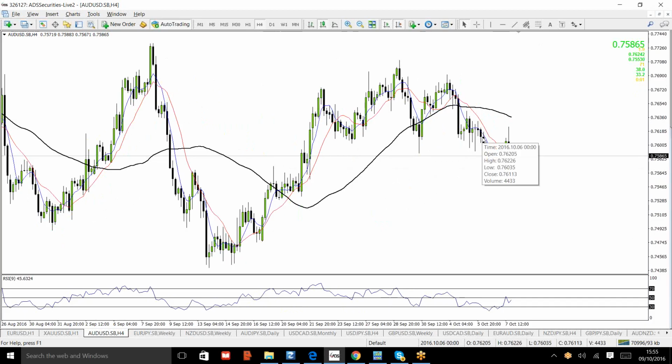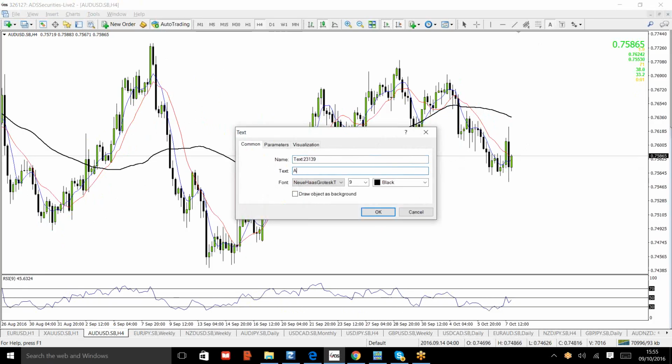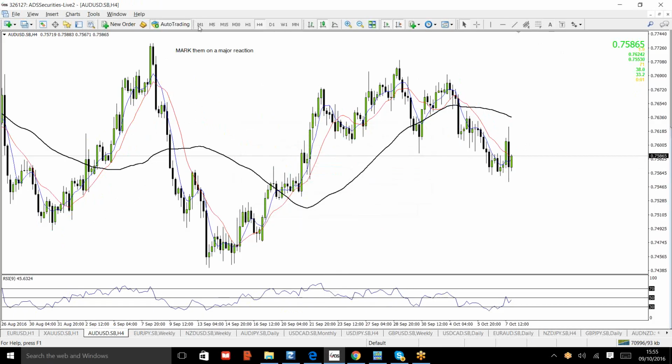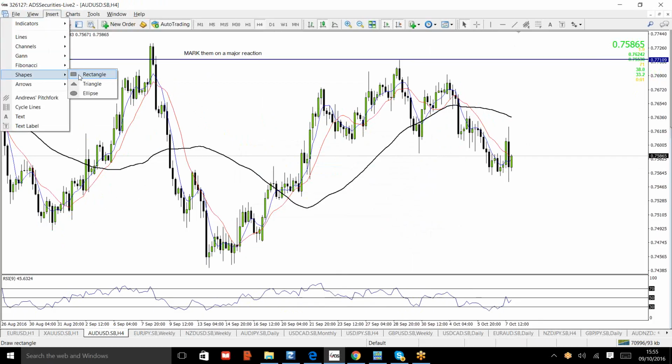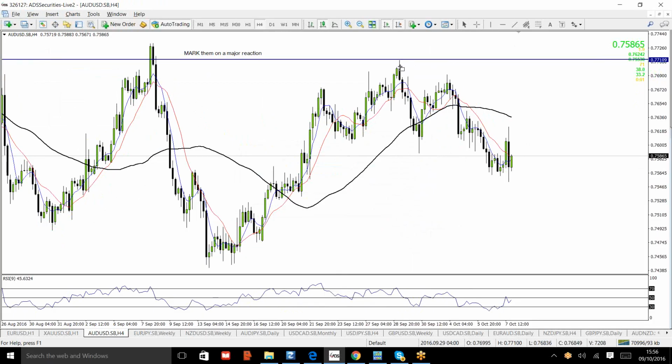Where was the major reaction? Mark them on a major reaction. This is important. Let me give you an example. The market reacted to the downside. This is a major reaction. Just always do it on 4 hours, it's easier. So this is the trap.